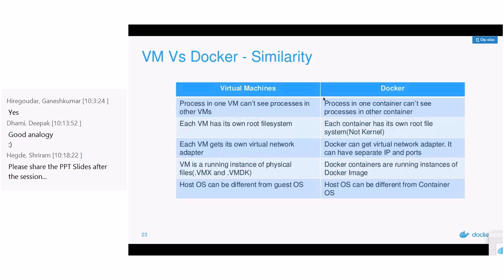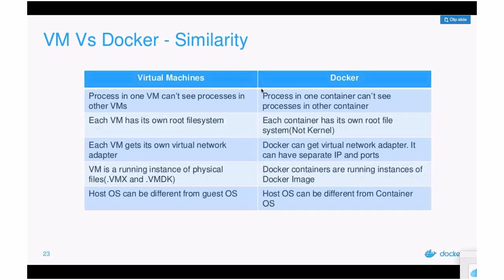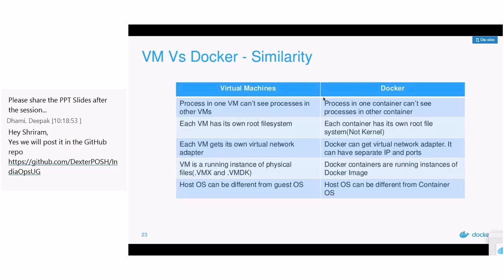But processes in containers are again similar. Every container is an isolated environment. So in terms of this, both virtual machines and Docker have a similarity. In the same way, each VM has its own root file system. Each container has, again, its own root file system if you don't consider the kernel. Like each VM, the containers also get a virtual network adapter. It has a separate IP, it has a separate port.